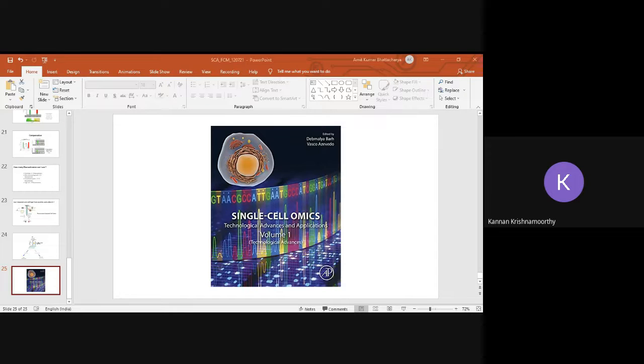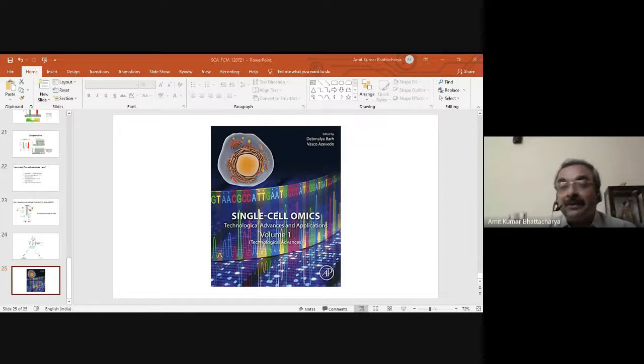Am I right, Amit? Yes, more than teaching you about flow cytometry, it will basically tell you about the single cell approach. Why is it important? This is a thing which is happening. And also, why is flow cytometry a single cell approach? Why is it a single cell method? Basically, it will tell you that.